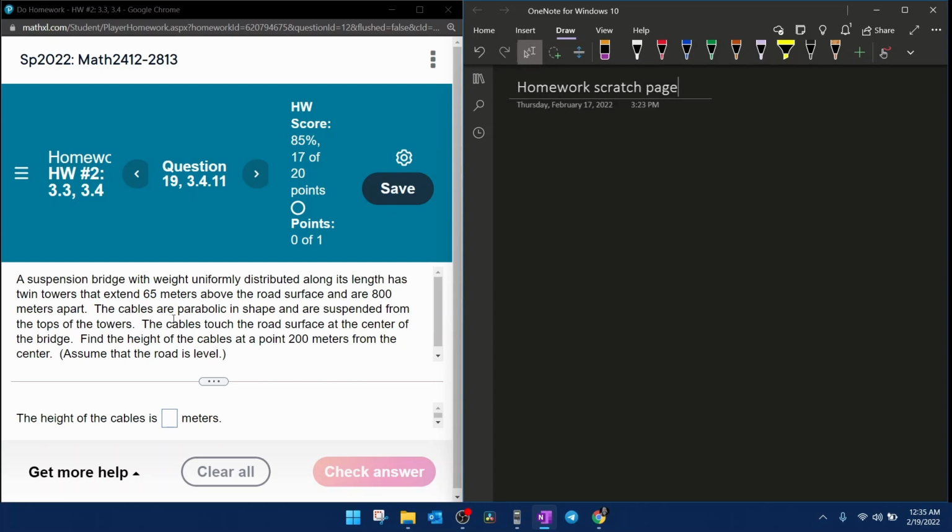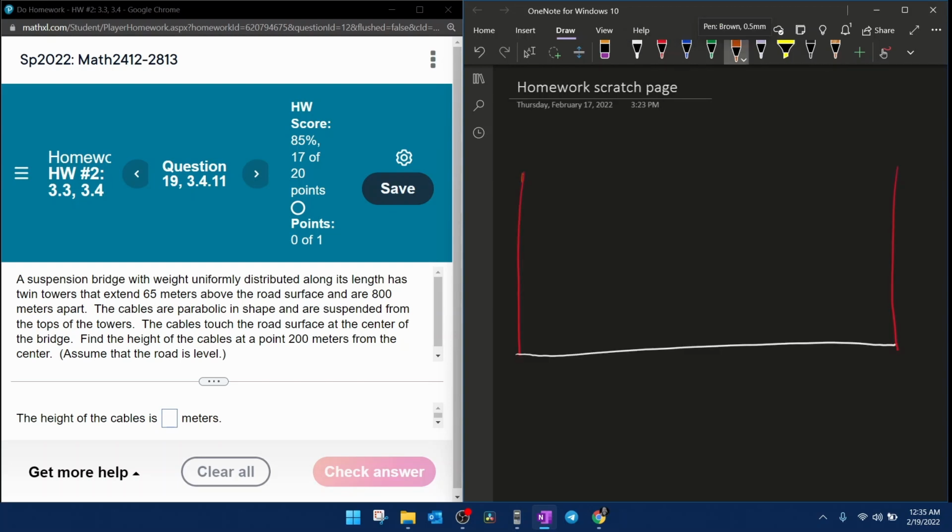It says the cables are parabolic in shape and are suspended from the tops of the towers. And it also says the cables touch the road surface at the center of the bridge. Now, what we're going to need to do first is draw a picture that represents what is going on here.